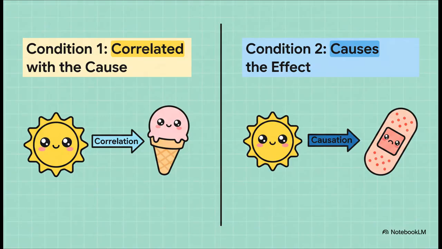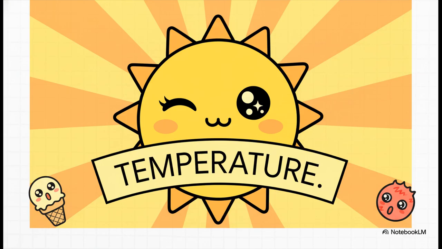Now, for a variable to get the official title of confounder, it has to check two very specific boxes. First, it has to be linked to the independent variable, our cause, that's the ice cream. And second, it has to be a direct cause of the dependent variable, the effect, so the sunburns. Okay, so back to our mystery. What's the one thing that meets both of those conditions? I have a feeling you've already figured it out.